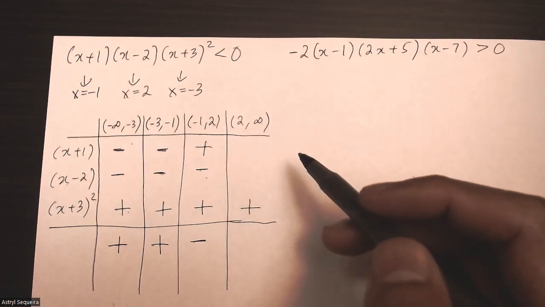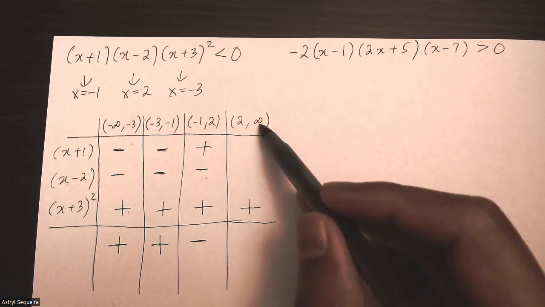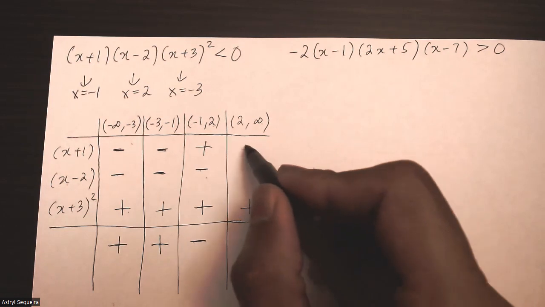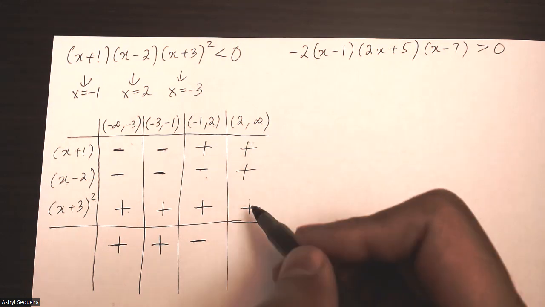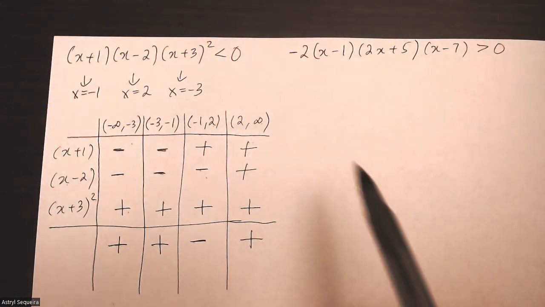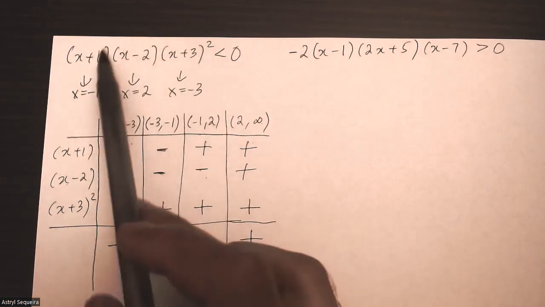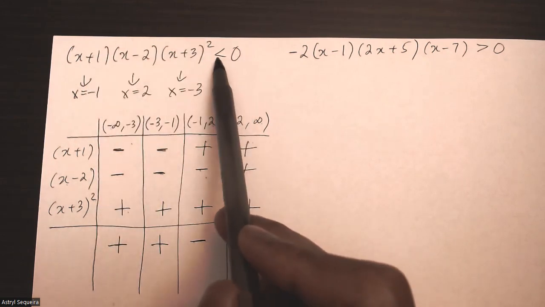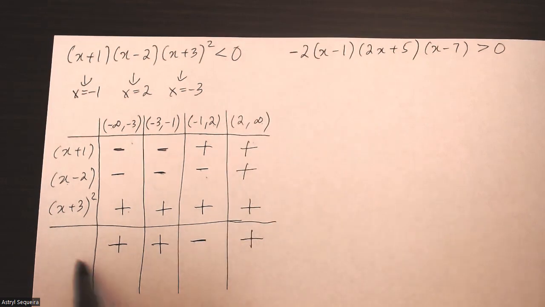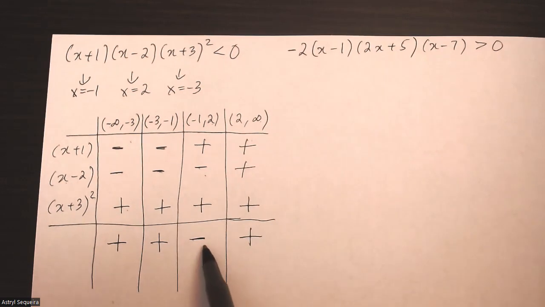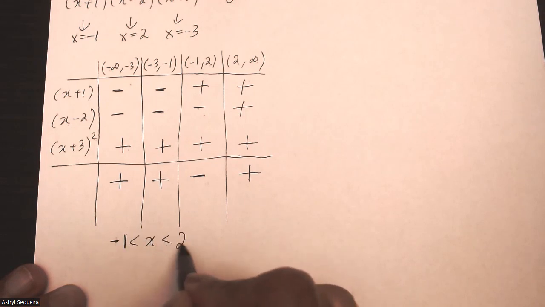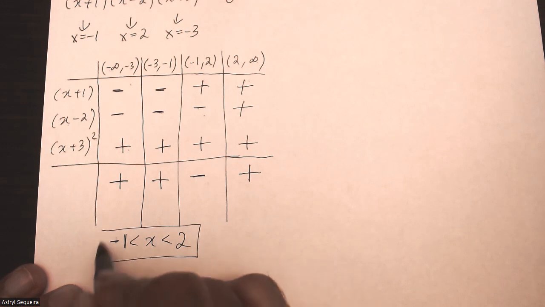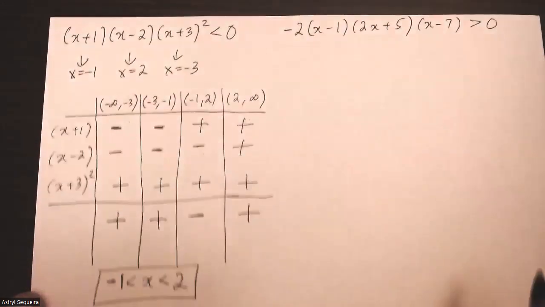Let's test the last range over here. Pick any number between 2 and infinity. I'll pick +3. 3 plus 1 is 4. That's positive. 3 minus 2 is 1. That's also positive. Positive times positive times positive is just a positive number. So now this question tells me to state where this equation is less than 0. And less than 0 is basically negative. So if I look at my final row over here, there's only one negative range, and that range is between -1 and 2. So this is my solution that satisfies this polynomial inequality.